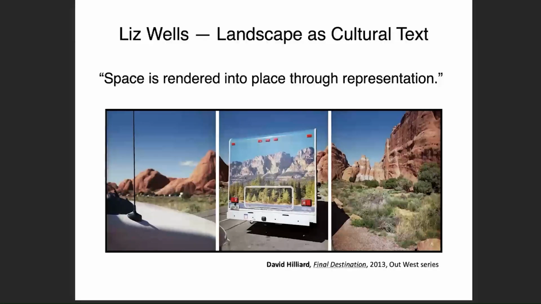Liz Wells, Landscape as Cultural Text, where she says space is rendered into place through representation, meaning that the land isn't neutral. It's layered with history, culture, and ideology. The photographer just doesn't document it, they interpret it. Landscape photography always contains both objectivity and subjectivity. Even a straightforward image is guided by a perspective. How we choose to look determines what the land becomes.